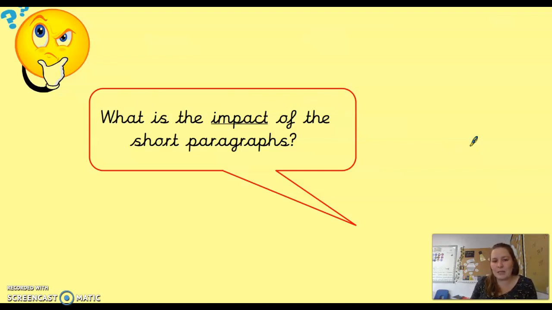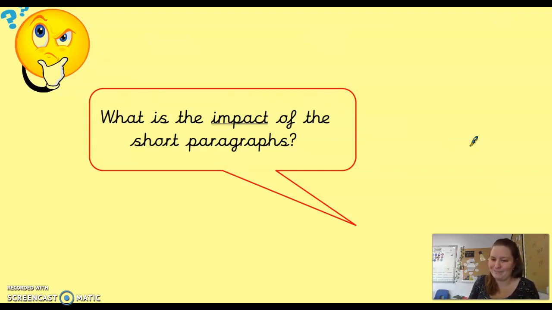So the first thing I want you to think about is the impact of the short paragraphs. So why are short paragraphs good? How do short paragraphs help you? Pause the video and come up with a little answer about what you think the impact of using short paragraphs for this text was.